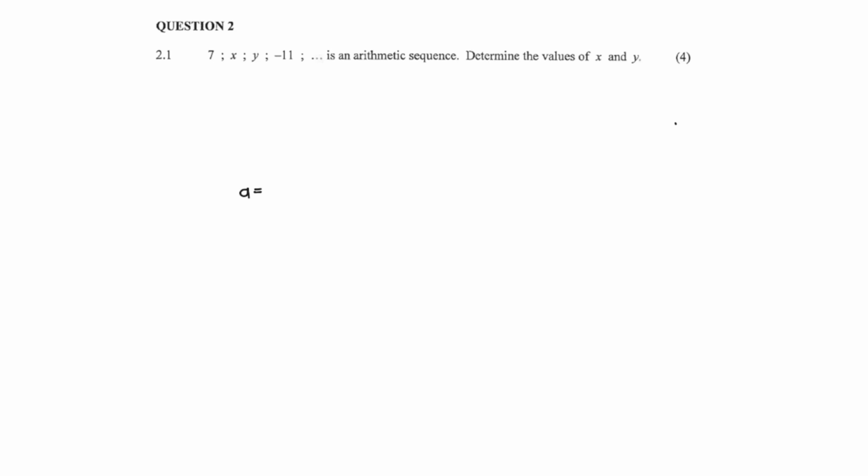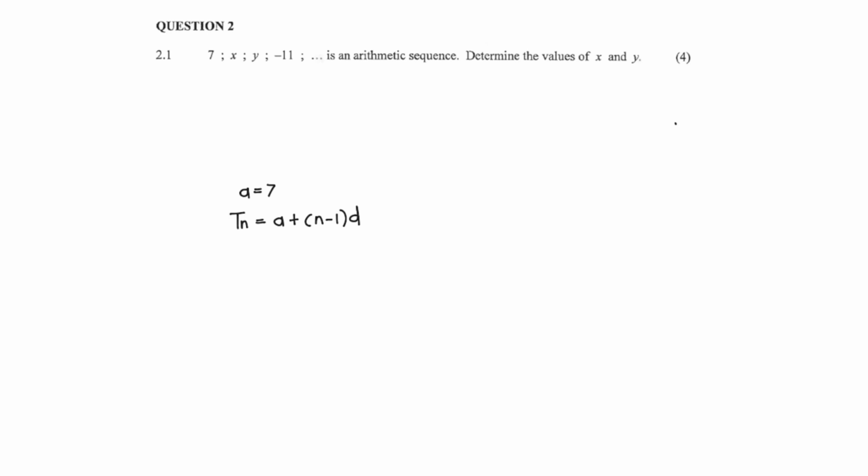First, we will take a look at the given information. Now, the first term of the sequence, a, is equal to 7. And the fourth term has a value of negative 11. So what we will do first is we will identify the common difference d. So let's write down the nth term formula. Tn equals a plus n minus 1 multiplied by d.